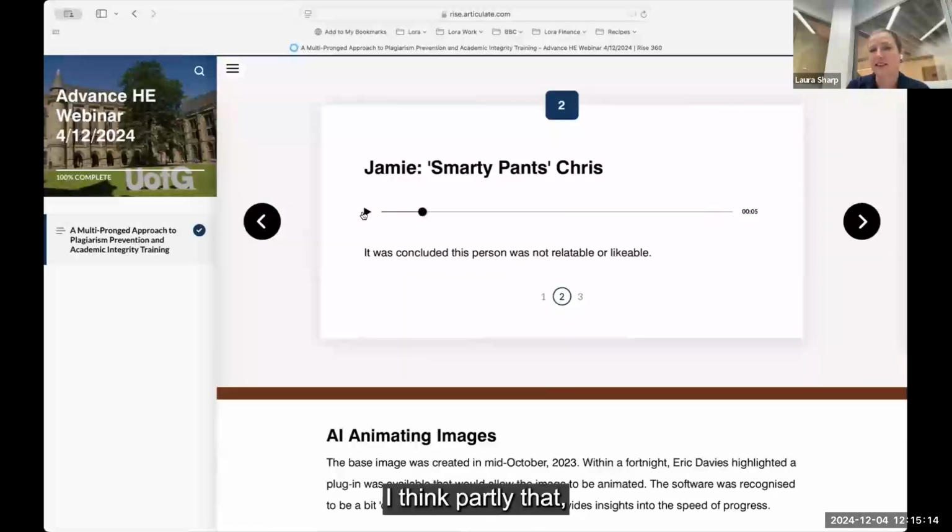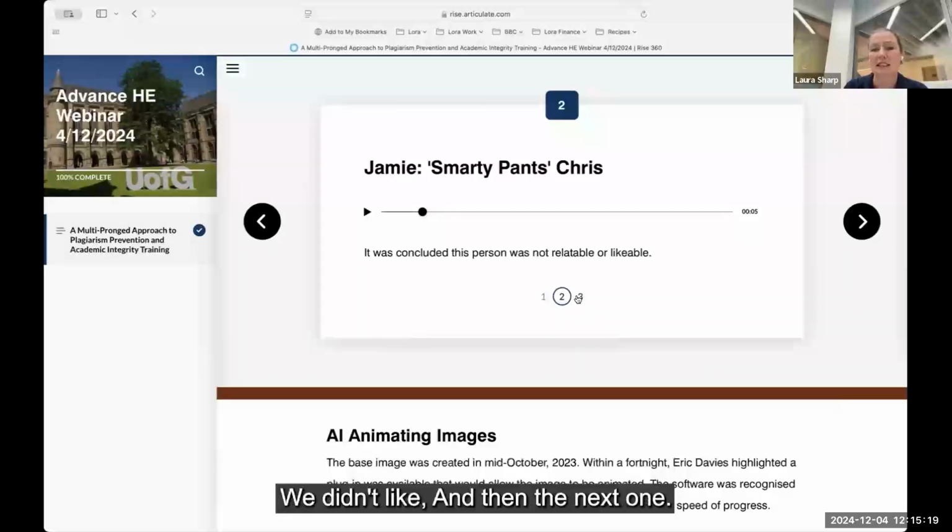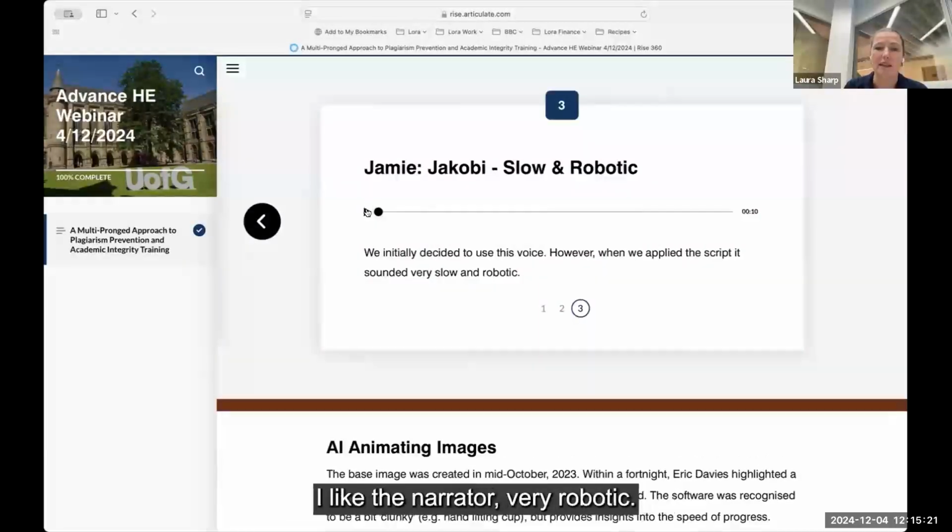I think partly what he's saying makes him sound a bit smarty pants, but we didn't find him very relatable. We didn't like him. And then the next one, I like the narrator.